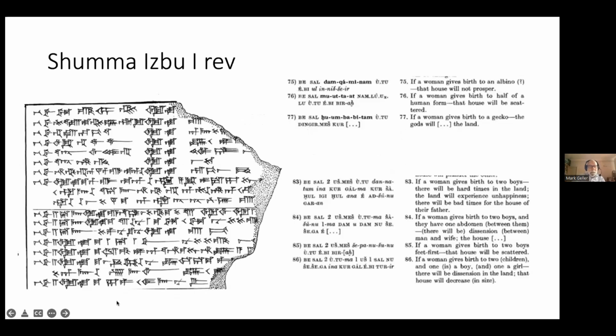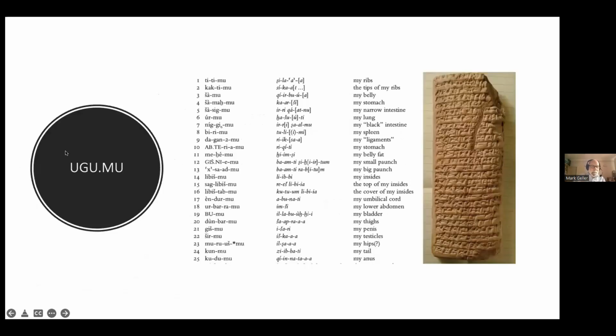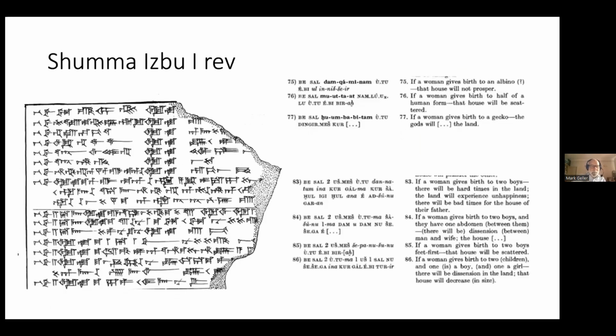On the reverse of the tablet, the system begins to break down. As you can see here, the scribe tries to maintain the tabular format, but it breaks down because suddenly one of the lines has a three-line entry. And then after that, it breaks down even further. So the text doesn't allow him, but he's really tried his best.